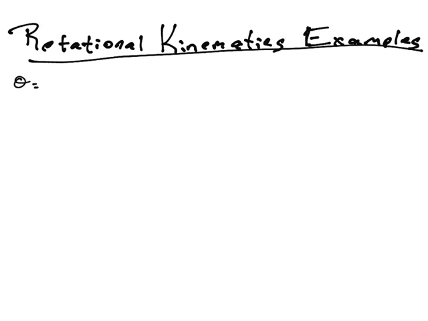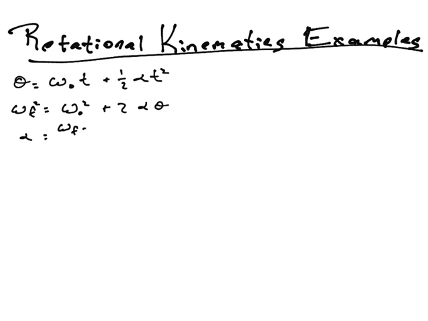So theta is omega naught t plus 1/2 alpha t squared. Omega f squared is omega naught squared plus 2 alpha theta. And alpha is omega f minus omega naught over t.